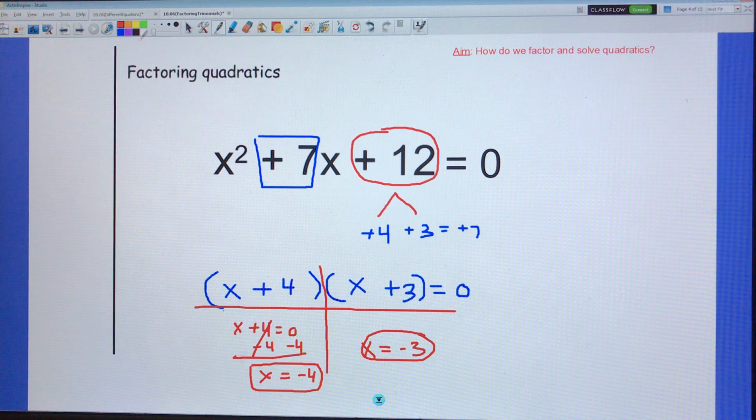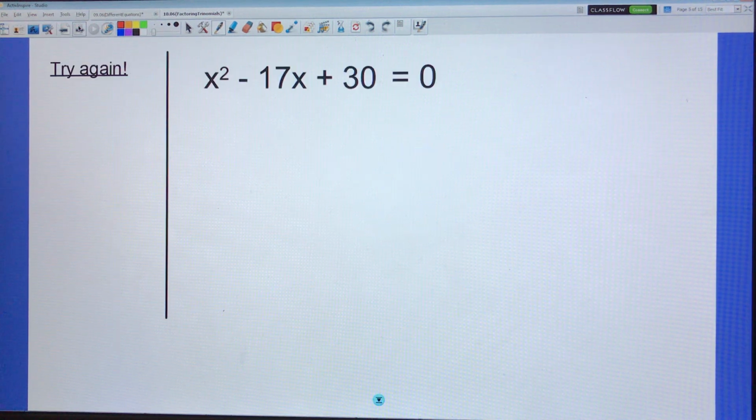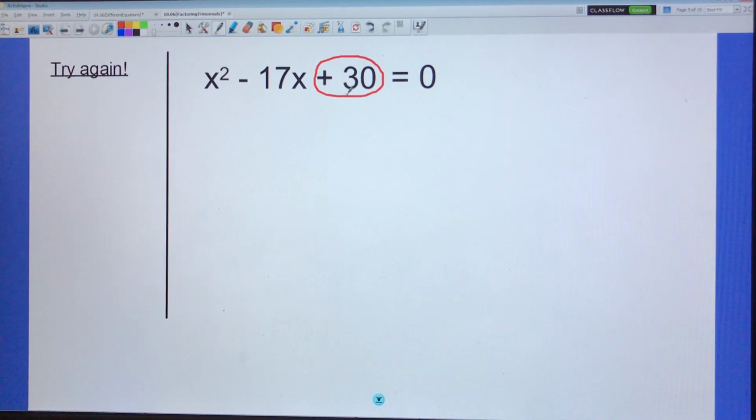Okay, so let's try it again. Let's go a little bit faster. Here's another one. Again, I'm going to look at the 30. What makes 30 that adds up to negative 17? So I'm probably going to have to deal with negative numbers. My combination is going to be negative 15 times negative 2, because a negative times a negative gives you a positive 30. And if I add those up, that gives me negative 17, which we want.